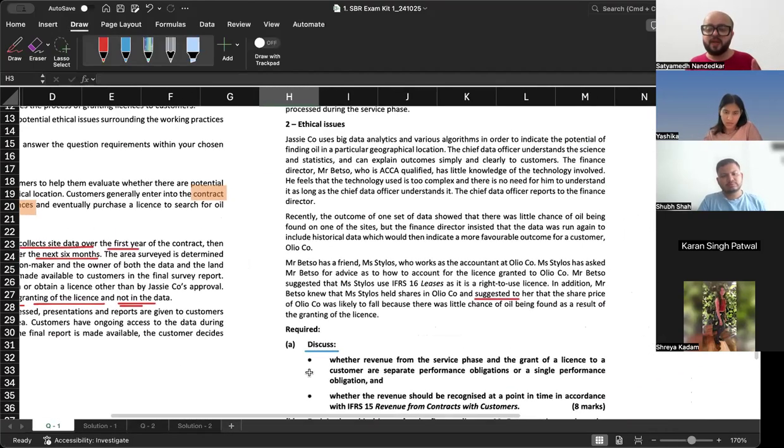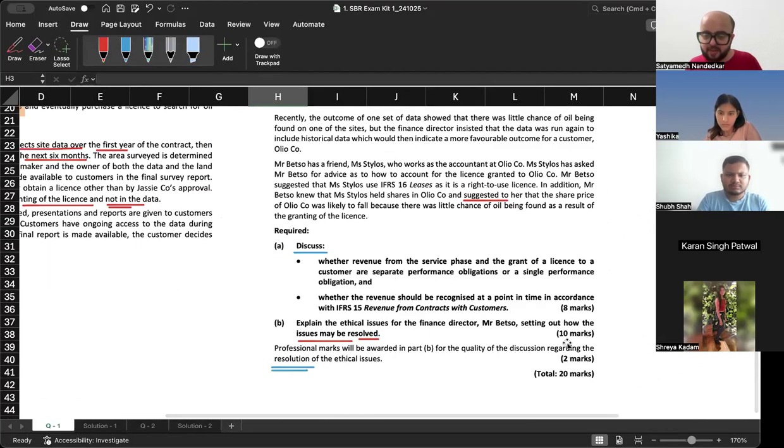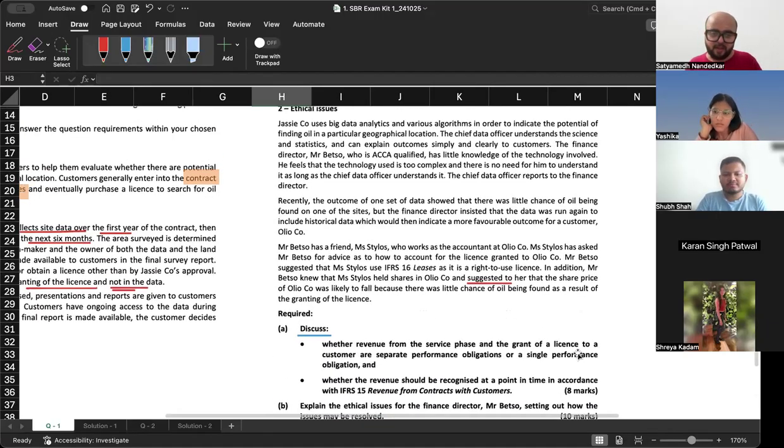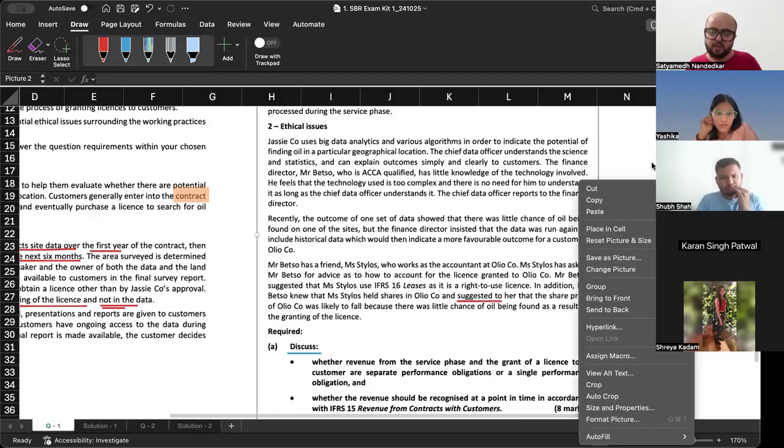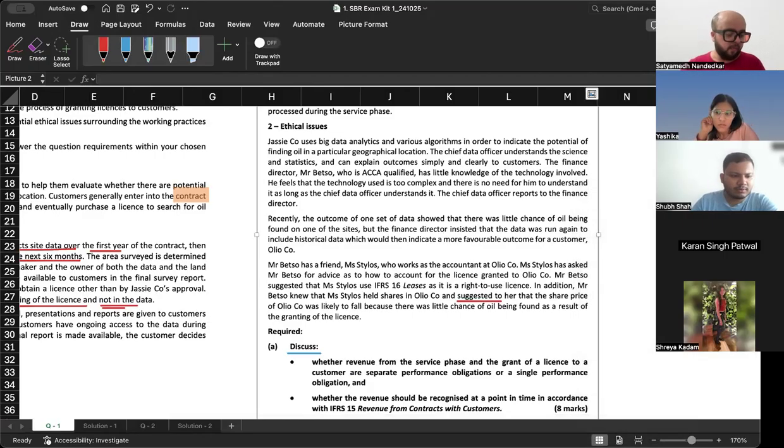This is where the ethics part comes in. See, this was for 8 marks. There was nothing about ethics here. This part is for 12 marks. Okay. Mr. Shah, can you read the ethical issues part? Yes, sir.